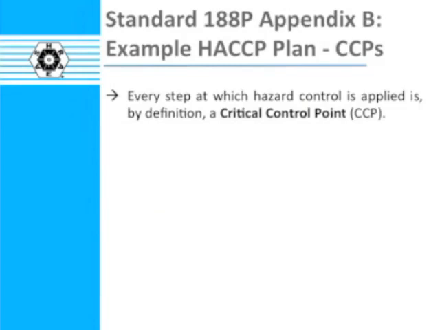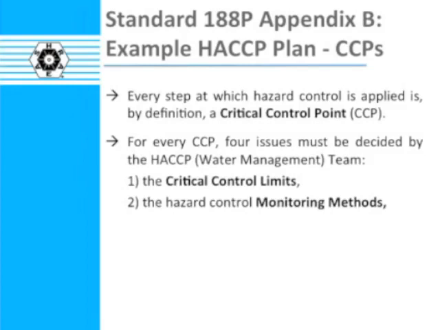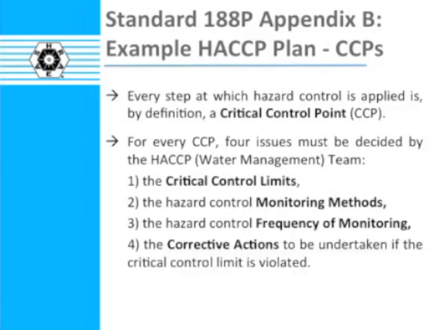All right, now at every step at which hazard control is applied, by definition, a critical control point is established. For every CCP, 4 issues must be decided by the team. I told you before, but they're very important. Critical control limits, the hazard control monitoring method, and remember, this is not measuring the hazard itself. That comes later. This is the hazard control monitoring method, the frequency of monitoring, and the corrective actions to be undertaken if the critical control limit is violated.